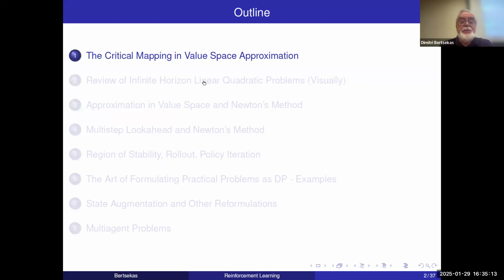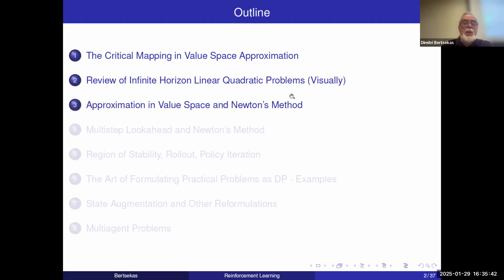So here's the outline. There's a certain mapping in approximation in value space, which I call critical. It's very important, and it relates cost approximation to policy performance. And we're going to discuss some general issues about that. And then we're going to review the material on infinite horizon linear quadratic problems, but focus on visualizations. And we're going to interpret approximation in value space and relate it to Newton's method using this visualization.